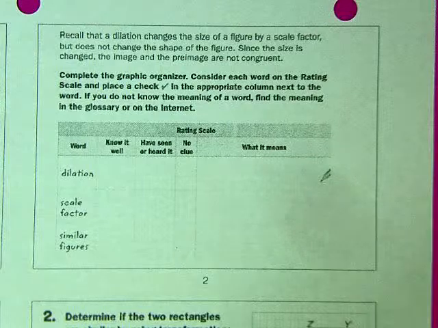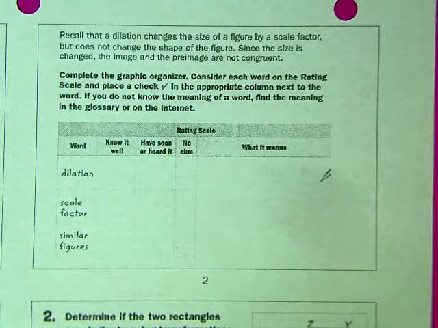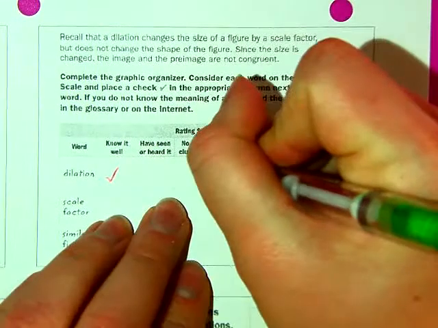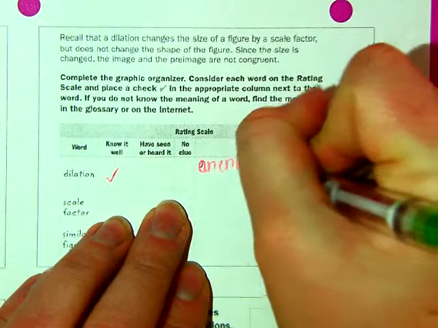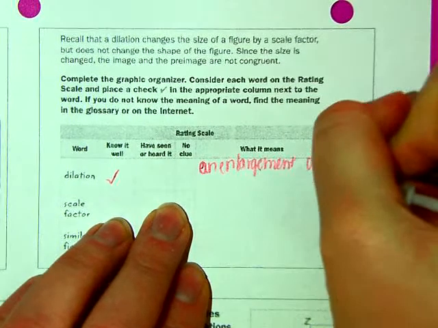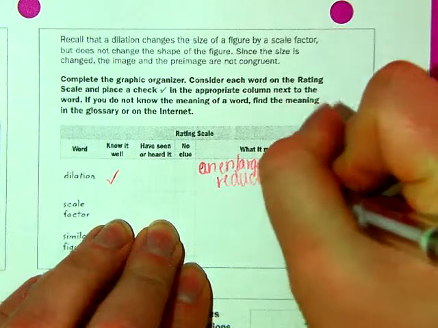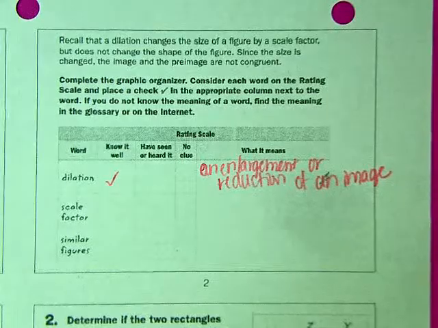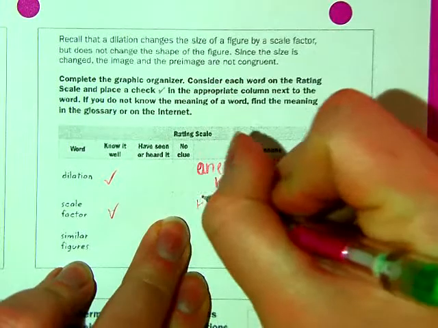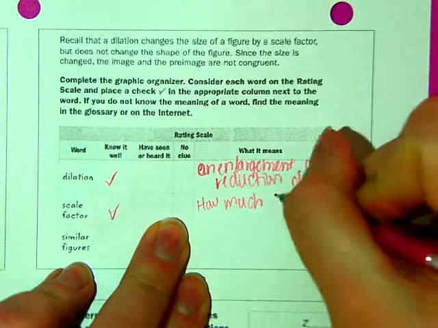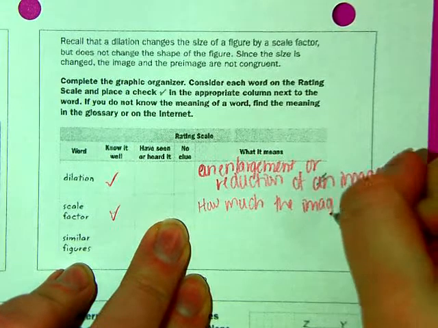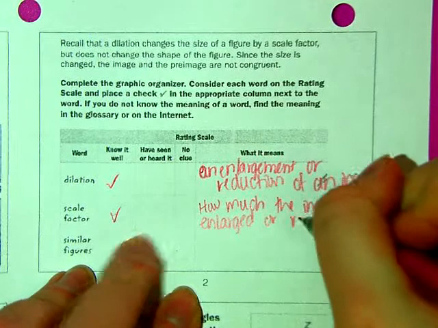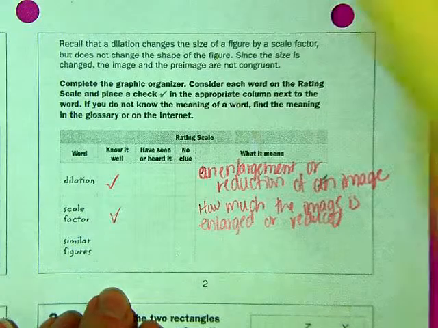Now, I know what these mean, so if you don't know what they mean, please make sure you are looking that up. I do know that a dilation means an enlargement or reduction of an image. The scale factor, I know it well. It's how much the image is enlarged or reduced. And the last one is similar figures.